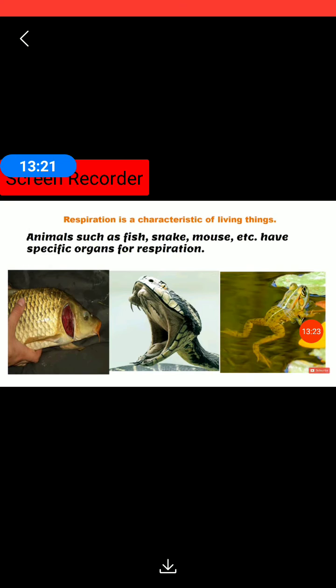Now how do animals breathe? Animals such as fish, snake, mouse, etc. have specific organs for respiration. These animals have different organs to respire. For example, fish have what? Gills. With the help of gills they carry out the respiration process.